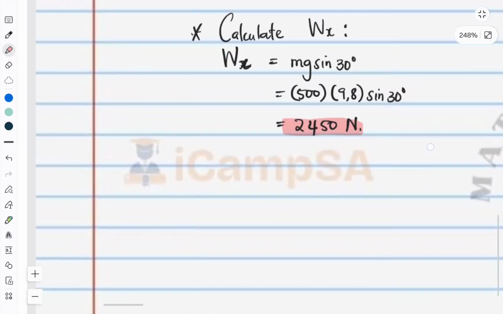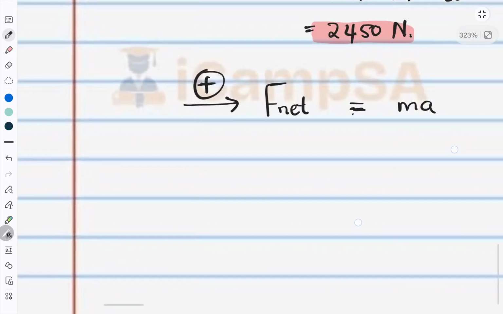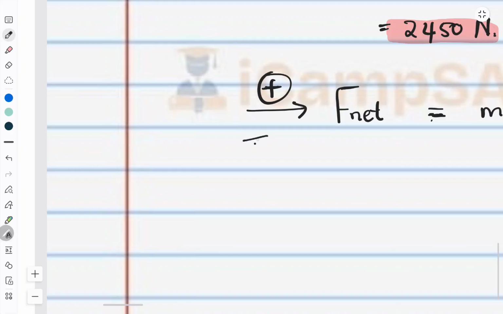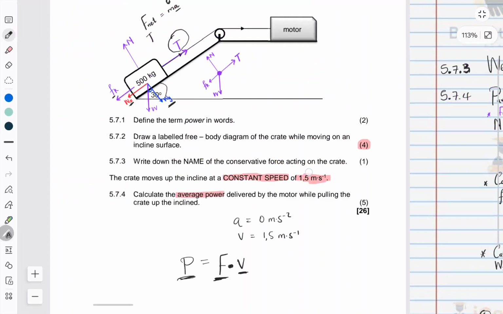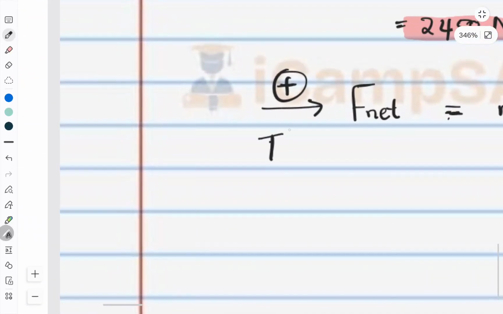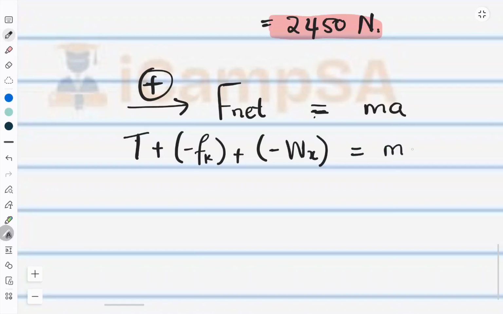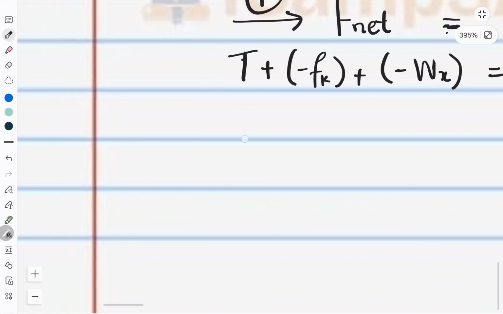All right, so from here I can pretty much say, taking upwards as positive, F net is equal to ma, right? So for F net, I take my tension. Remember, I have tension pointing up, this force, minus Fk minus Wx. So my Fk is negative, my Wx is negative. Why are they negative? They are opposite to the direction that I took as being my positive. Okay, from here I can start substituting.